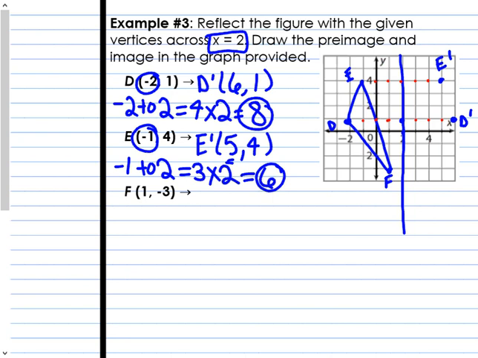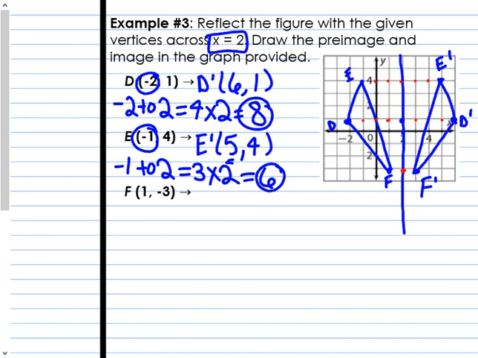So let's do F. F is 1 point away from the line of reflection, so I go 1 point on the other side, which is right here. And that's F prime. I connect my points.